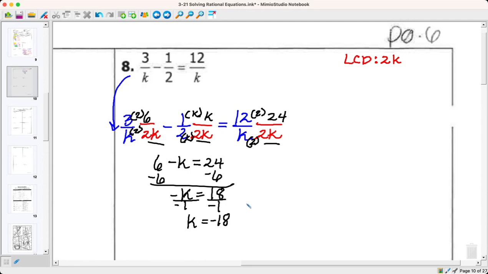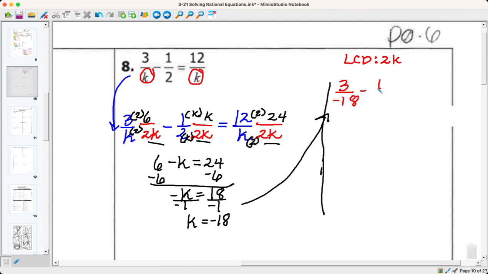Proceed to checking to see if that solution works. Oh, that line is so crooked. Let me do better than that. Still bad. When we check, we are just substituting the value negative 18 here and here. So I've got 3 over negative 18 minus 1 over 2 equals 12 over negative 18. Do yourself a favor and put it in the calculator so you can see that this does in fact work. It checks out to be true. So we've got our value of k to equal negative 18 right here.